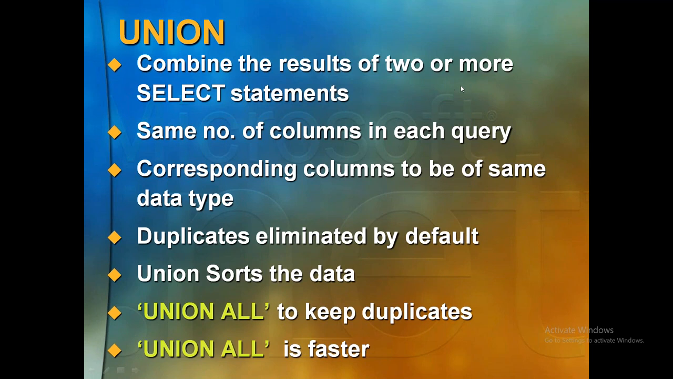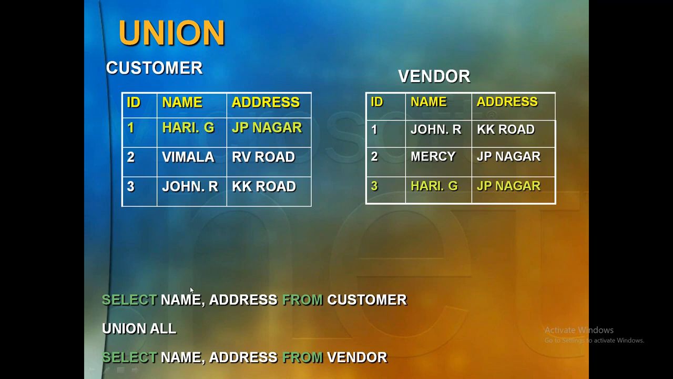So union combines the results of two or more select statements. Same number of columns in each query. Corresponding columns to be of the same data type. Duplicates are eliminated by default. Union sorts the data. Union all to keep duplicates. Union all is faster. What is the meaning of union all?